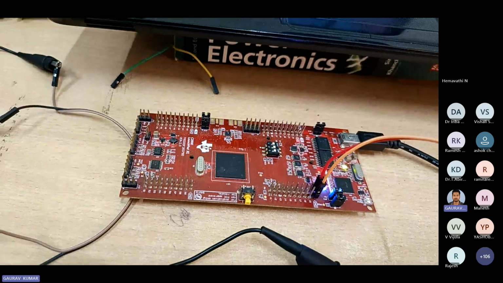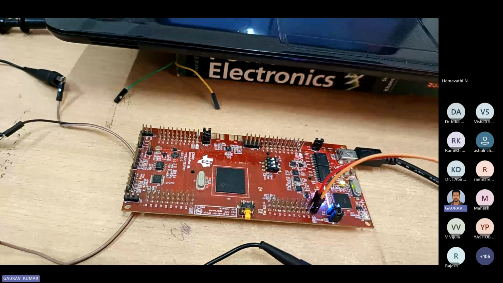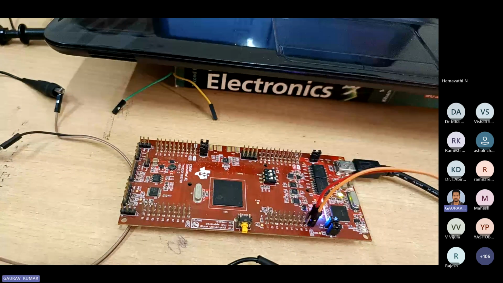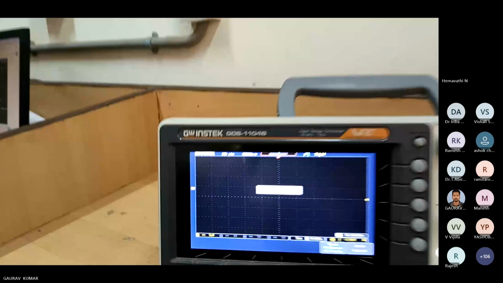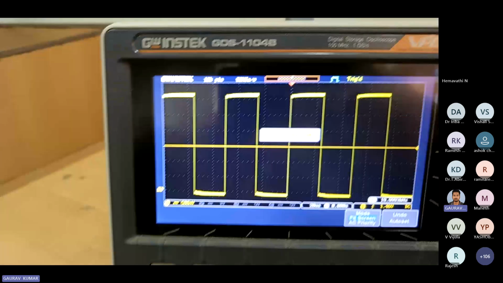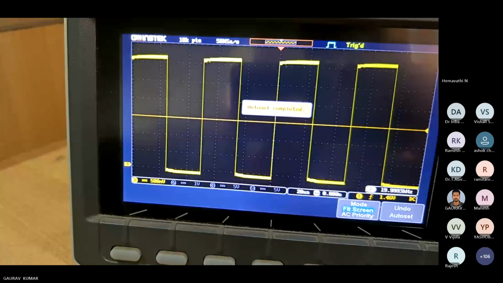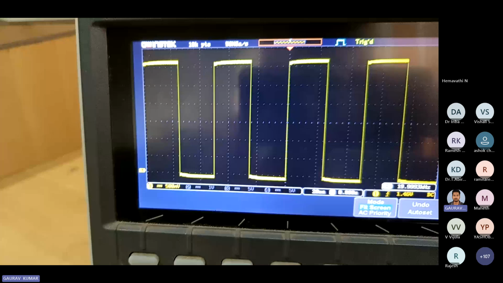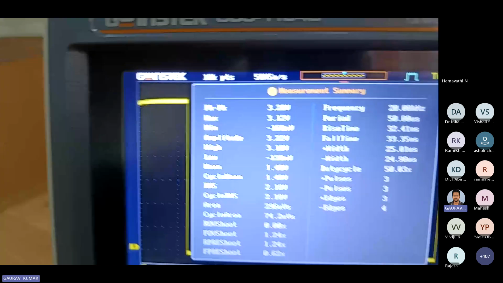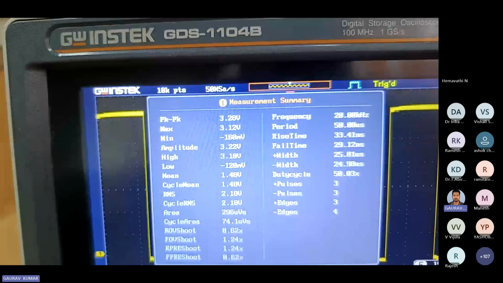Now you can see this process is done. Now you can see the output: this is 20 kilohertz. You can see a 20 kilohertz, 50% duty cycle is there.